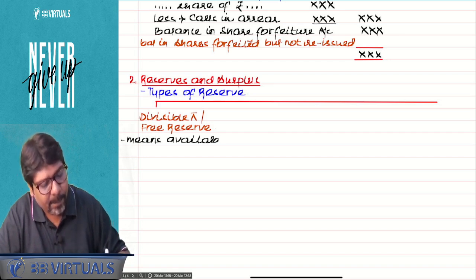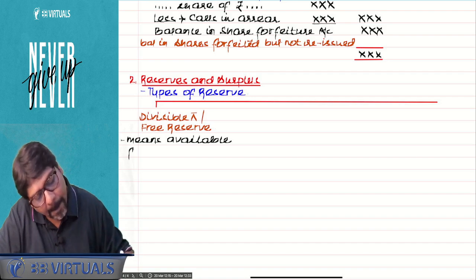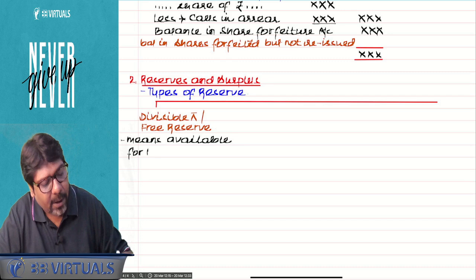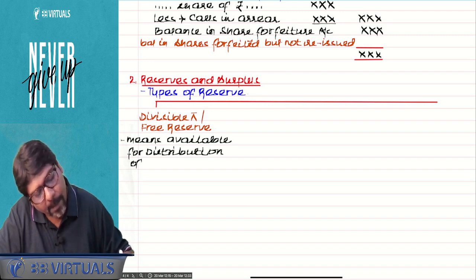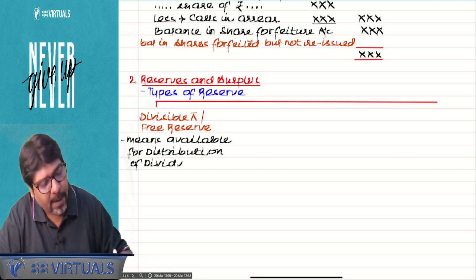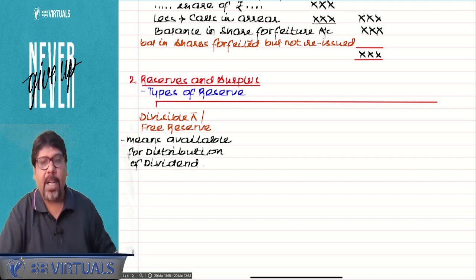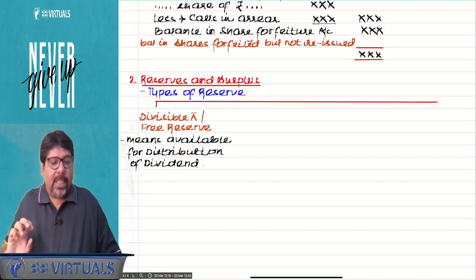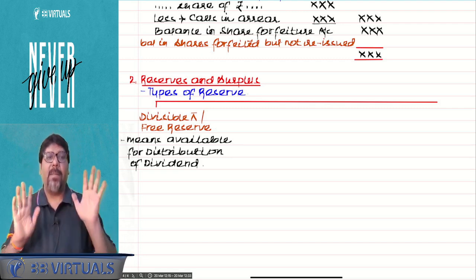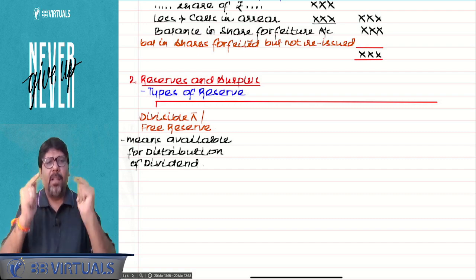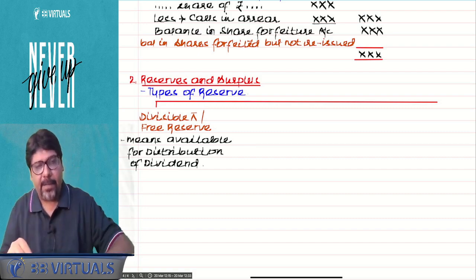Divisible profits or free reserves means available for distribution of dividend. Correct? Now I believe we take a break of 15 minutes and we meet after 15 minutes. Am I clear? Yes, sir.